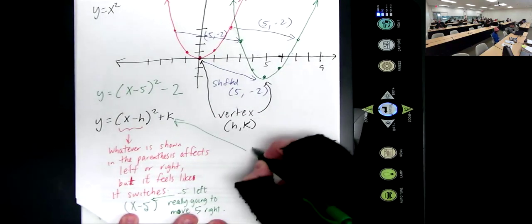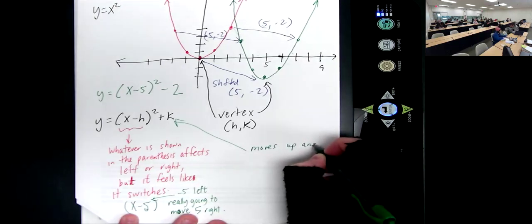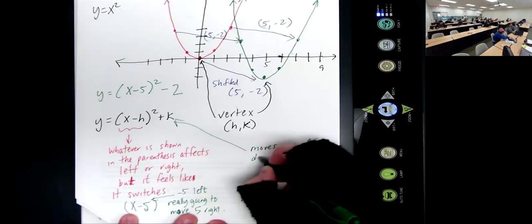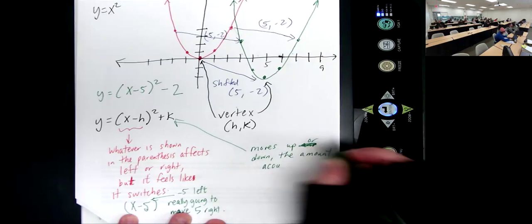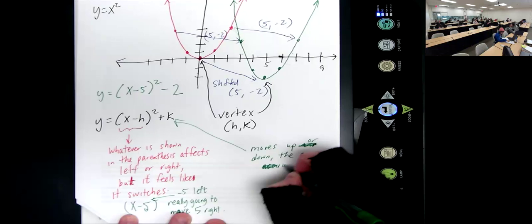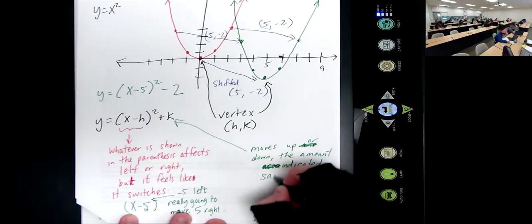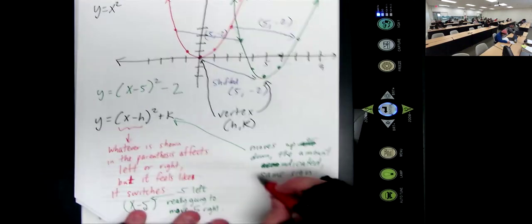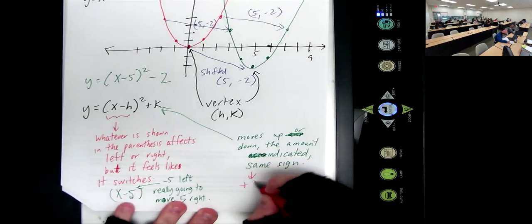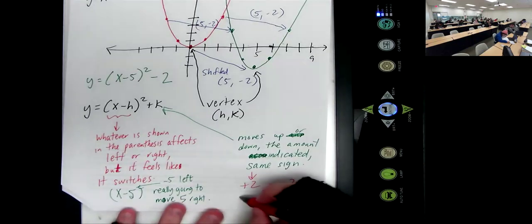This moves up and down, or down, I should say, the amount indicated, with the same sign. So we had +2, we're gonna go up 2. If I had -2, we go down 2.